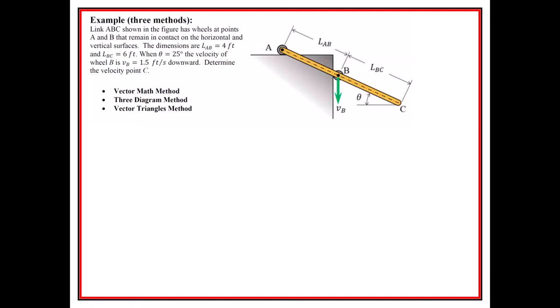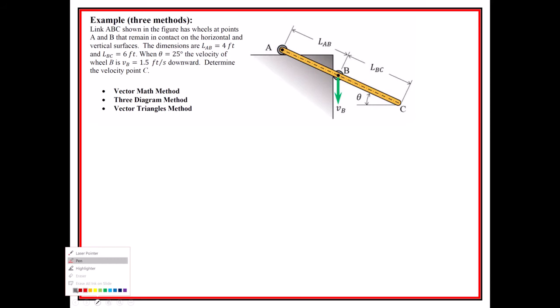All right, here's part 2 of a video for the second example in class 14. Rigid body kinematics, velocity. In the first part, we did this same problem using traditional vector math. And now we're going to use the 3-diagram method to find the velocity at C.